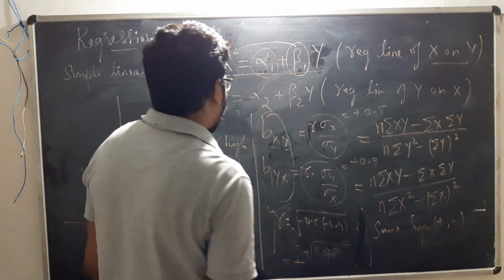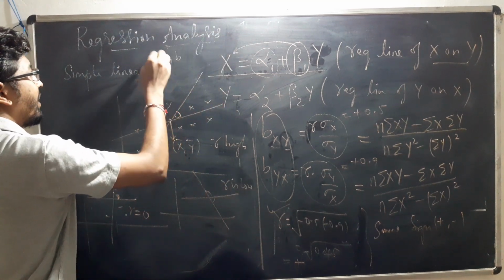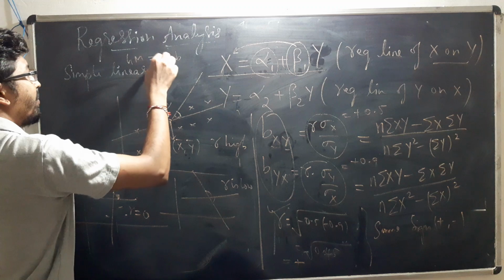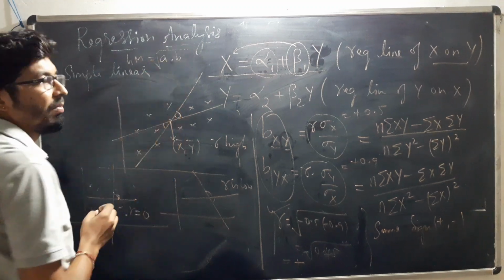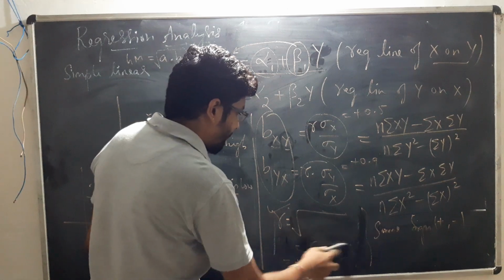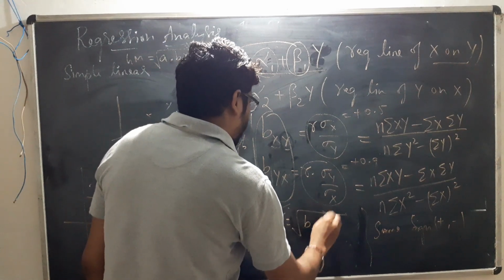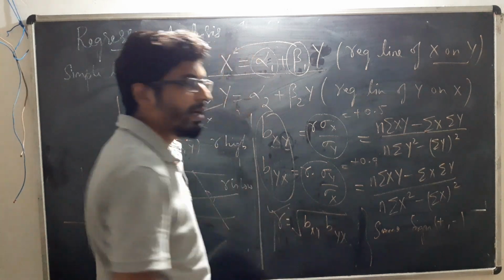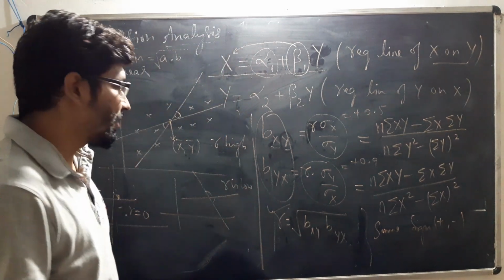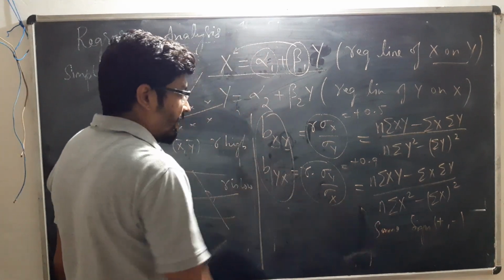If you remember, the concept of the geometric mean between two numbers a and b is defined as the square root of the product of those two numbers. Now similarly, we have the square root of the product of bxy and byx. Hence you can say that r is the geometric mean of bxy and byx. r is the geometric mean of the regression coefficients. This is the first property. And they share the same sign.